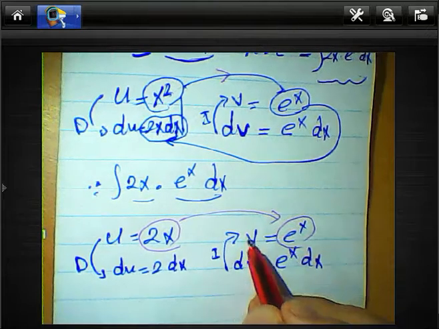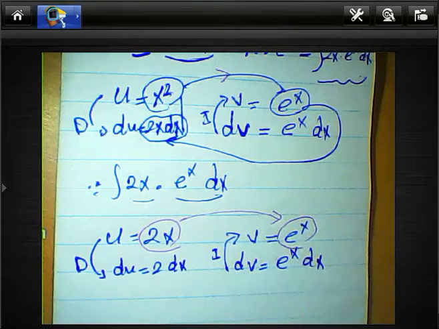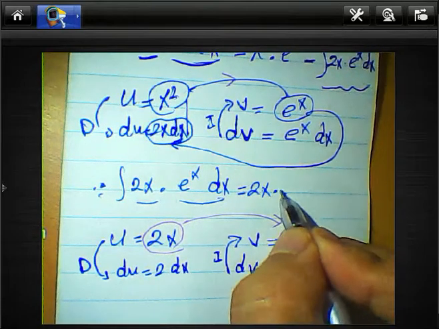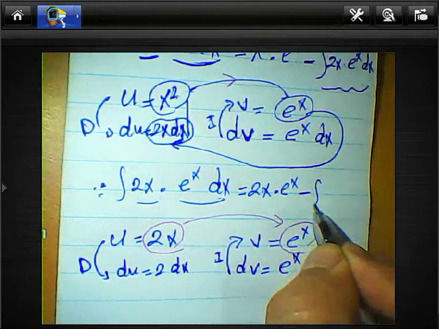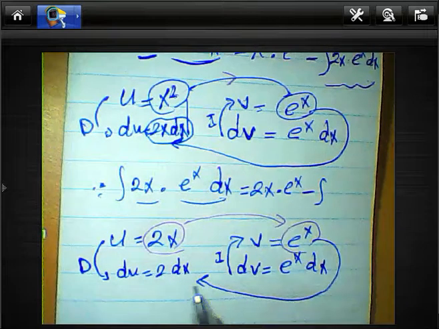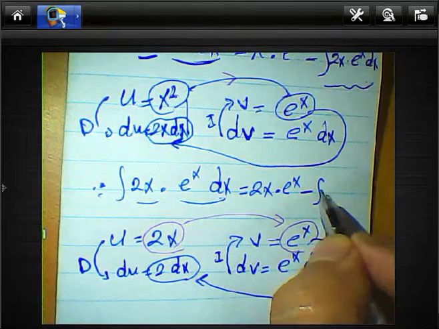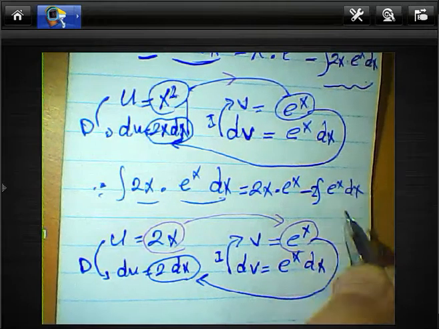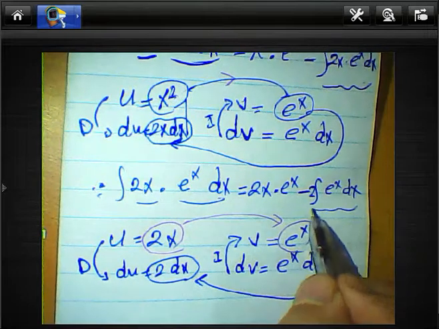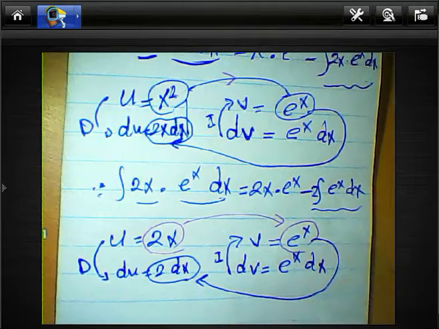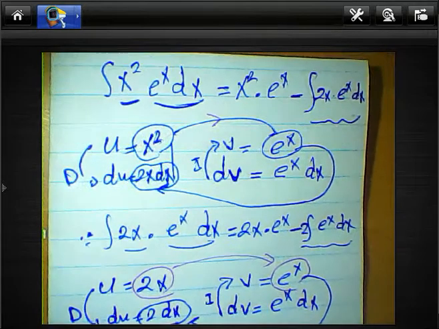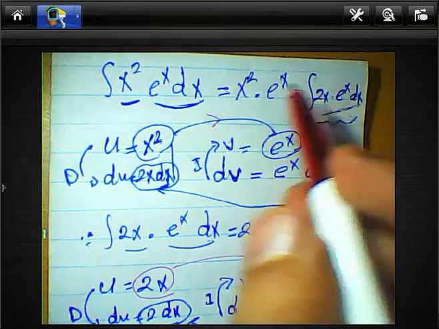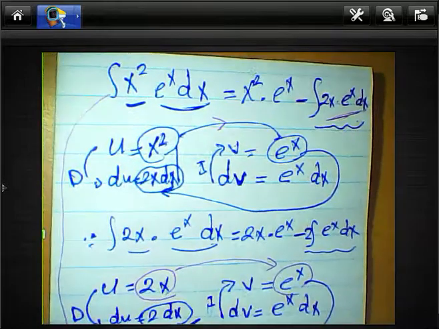2x multiplied by e power x, so the result is 2x multiplied by e power x, subtract the integration of e power x multiplied by 2 dx. We write 2 outside, and e power x dx here. We find the integration of e power x, which is e power x, so we can find the result here. We cancel this expression and write the result here.